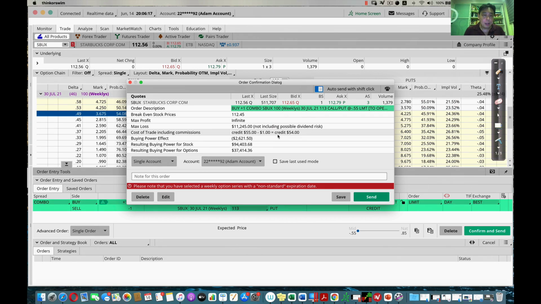Now, again, I repeat, the cost of the trade is free, and in fact, you're paid to take the trade. But of course, this trade requires collateral, and the collateral it requires, you can see what we call buying power effect, right? Buying power effect is 2621, which means the broker will block $2,600 of capital in your account for the trade, but this is not what you're paying for the trade. You're paying zero and you're collecting $54. Does it make sense? All right, so 2621 is the capital that is locked as collateral.